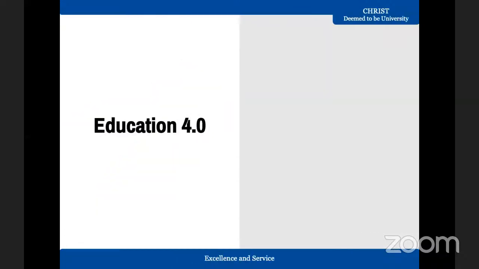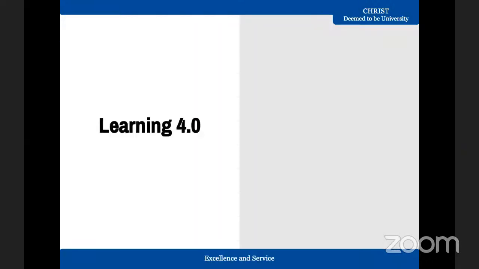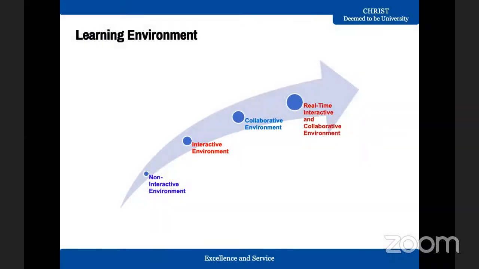When you talk about the education system in Industry 4.0, initially in Gurukulas, it was information-based education. Then came knowledge-based education. Then in the recent past, it was research-based education. As of now, every institute is adopting an innovation-based education system. In learning, this is very interesting to know. It was a non-interactive environment. In Gurukulas, when the teacher speaks, the students would listen. There was no interaction. That is Industry 1.0. Then Industry 2.0 was an interactive environment. Then Industry 3.0 was a collaborative environment in learning. And as of now in Industry 4.0, we have real-time interaction and a collaborative environment.